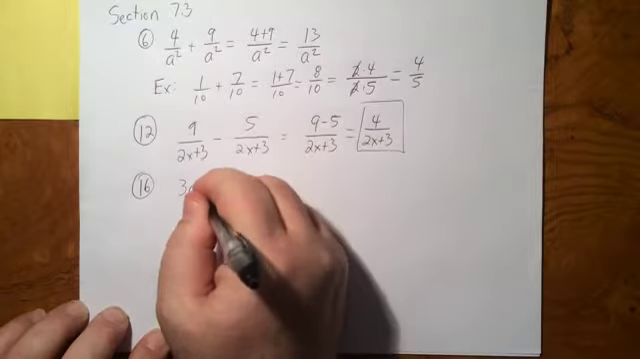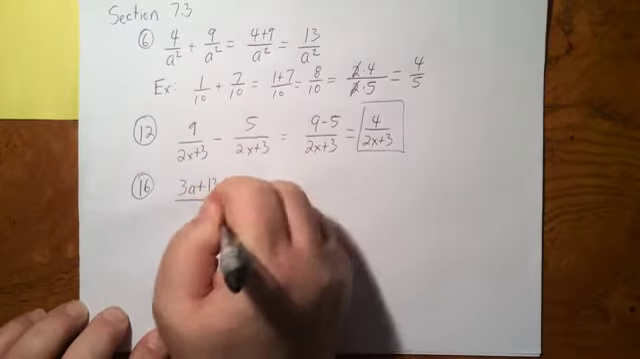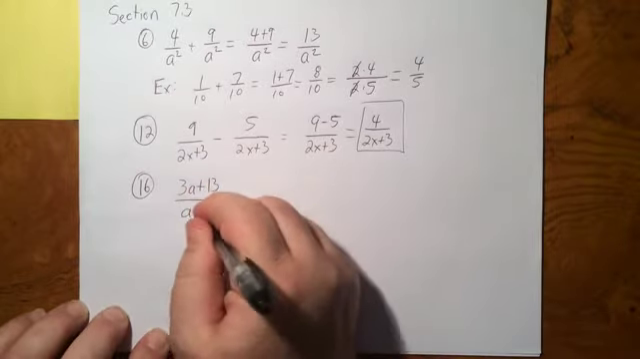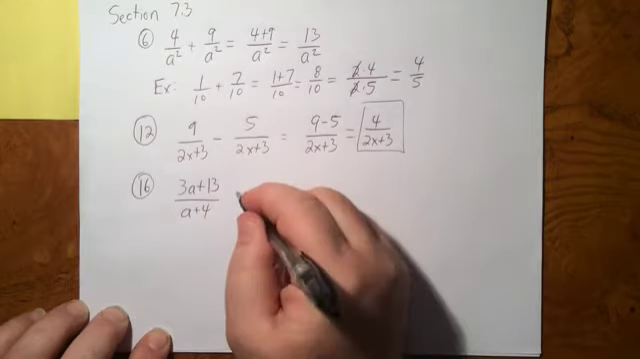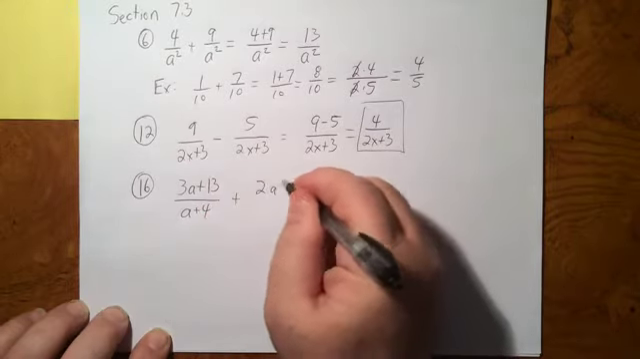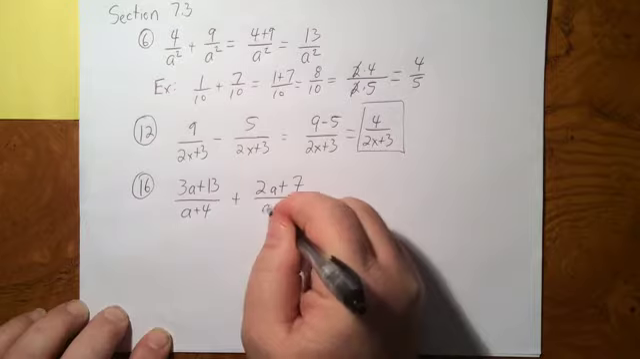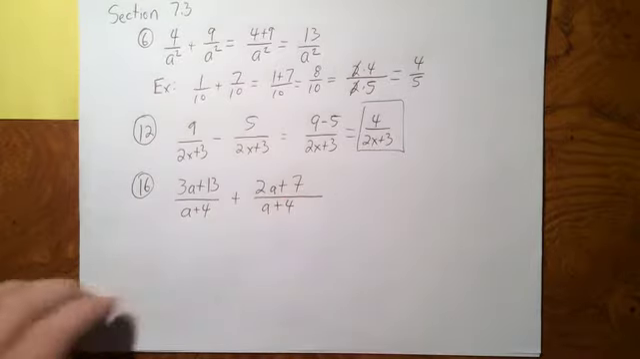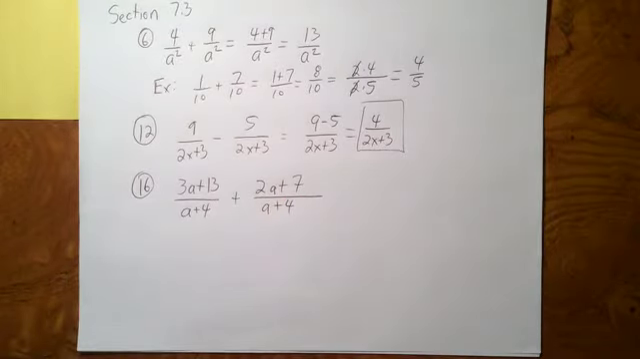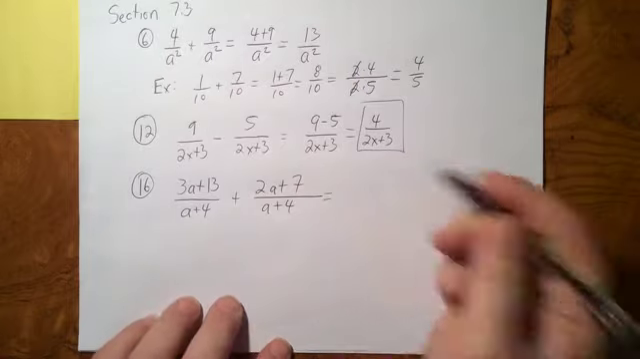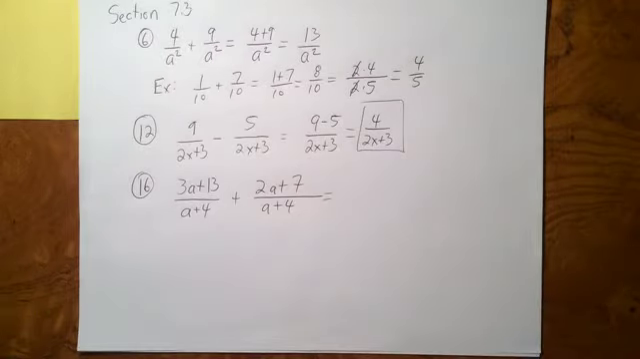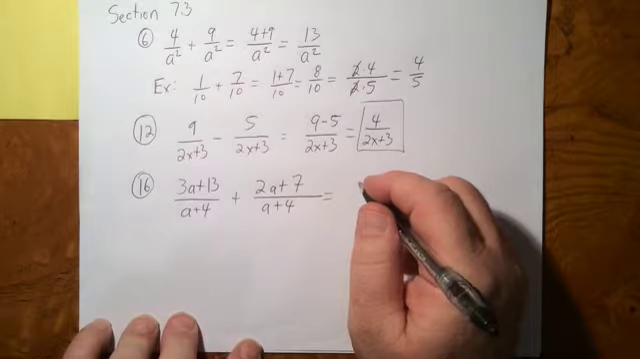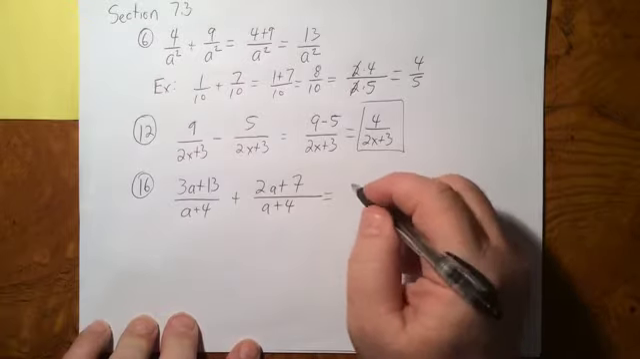So here we have 3a plus 13 over a plus 4 plus 2a plus 7 over a plus 4. Now, you don't have to do this every time. You could very simply combine like terms. In fact, let's go ahead and do that. So if I have, no, let me do it the other way. I apologize, guys, but I am going somewhere with this, so I want to try to be consistent.